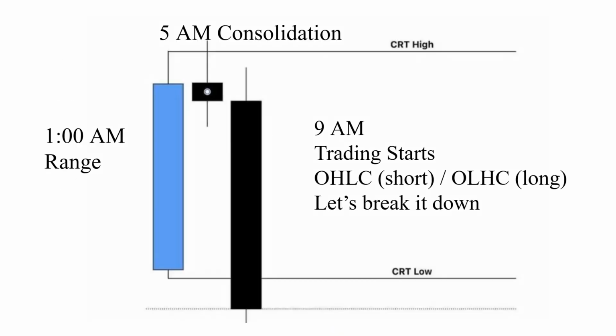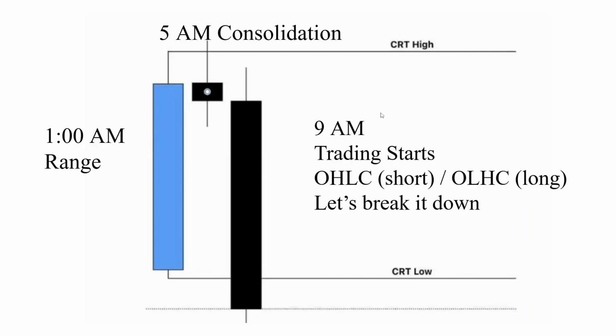So this is the basic 159 pattern. You have a range candle. This is a 4-hour chart, which would form by 1 a.m. The 5 a.m. candle comes in the next 4-hour block, which I like to call the money candle. And then our trading actually starts right here on this 4-hour candle at 9 a.m. And we're looking at an open high low close model if you're going short, or an open low high close model if you're going long.